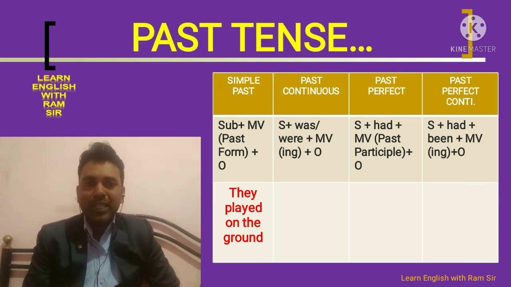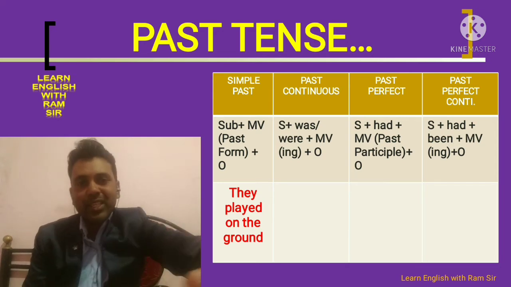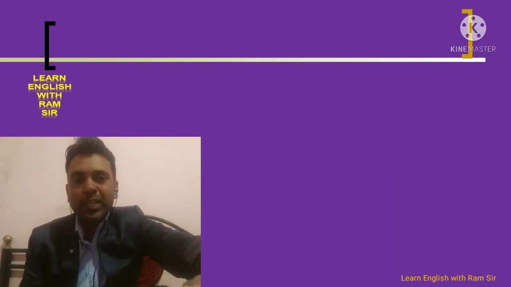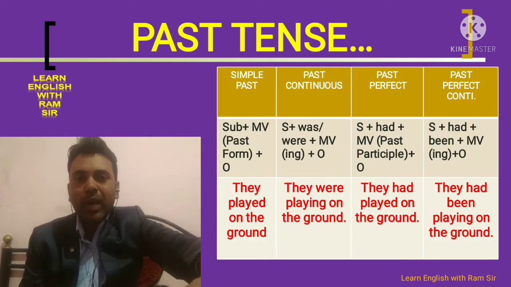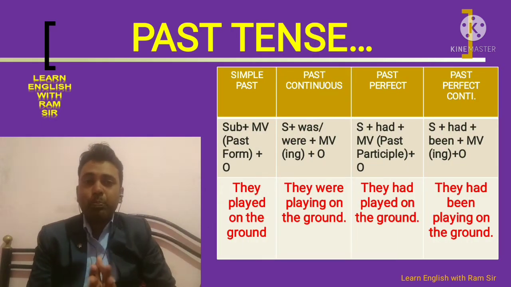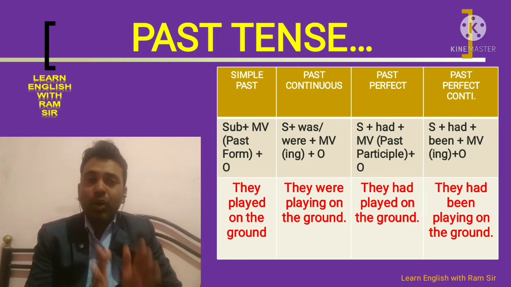Now I'm going to tell you the answer of it. I hope that you have completed your task. Let's see here. You have to convert this particular statement in this way. First of all, you have to convert this particular statement into past continuous tense, and you have to say like that: They were playing on the ground.